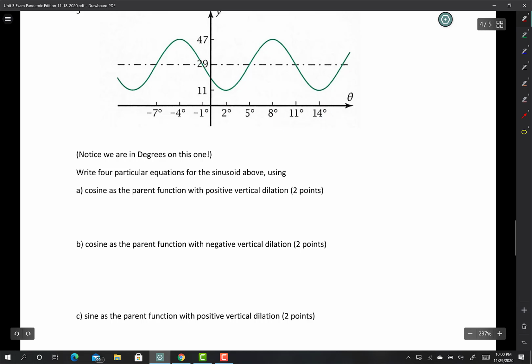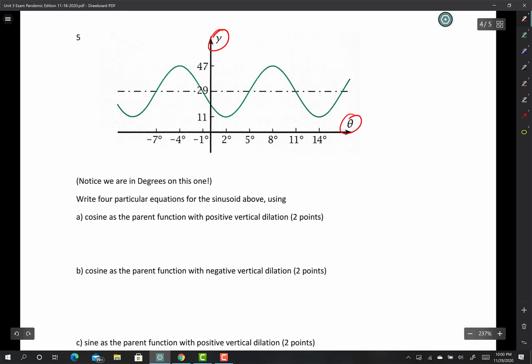Notice the very first one says it's going to be a cosine function anyways. And I should be using y and theta, but I just keep using y and x. No big deal. Let's see, I have a peak at -4 and I have another peak at 8. So the difference between -4 and 8 is 12. So the period is 12. The midline, or the sinusoidal axis, is 29. And then the amplitude, you can find by taking the difference between 47 and 29. So 47 minus 29, so let's think about that. 29, 39, 49, that's 18. So the amplitude is 18.